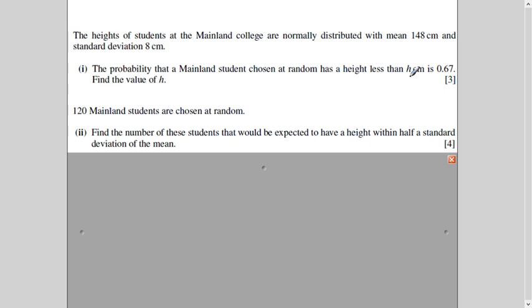So we will see the second part of the question later. Let's focus on this part of the question. Let's find out the height, such that 67% of the students have height less than that centimeter.